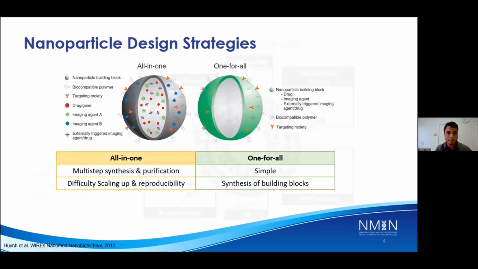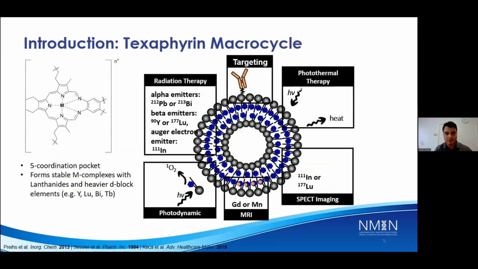nanomaterial. This leads us to the technology that I've been working on recently, which is the texaphyrin nanoparticle. Texaphyrin refers to this macrocycle that you can see on the left side. It is a chelating ring. It has a five-coordinate pocket and is able to form stable complexes with heavy elements that are of interest in radiation therapy, such as yttrium, lutetium, bismuth, and terbium.